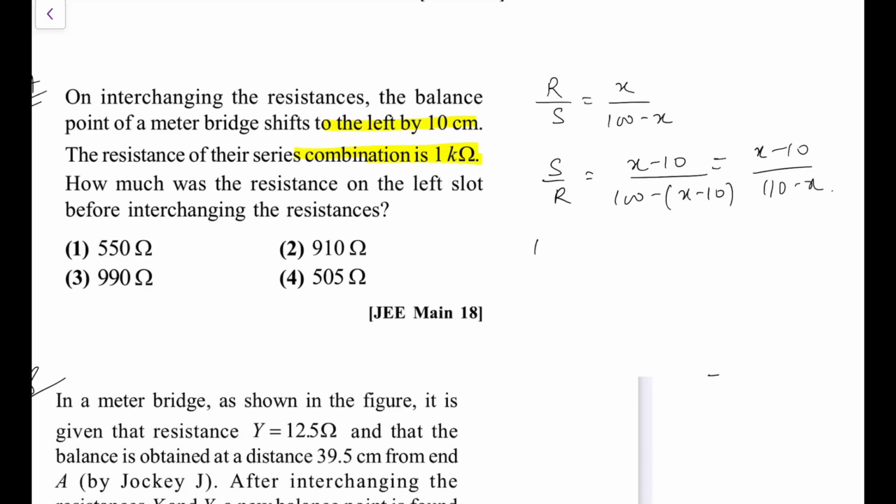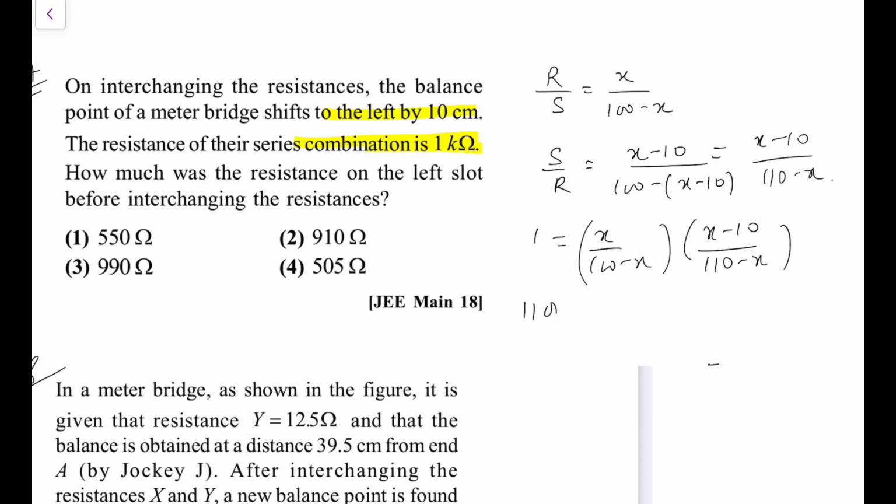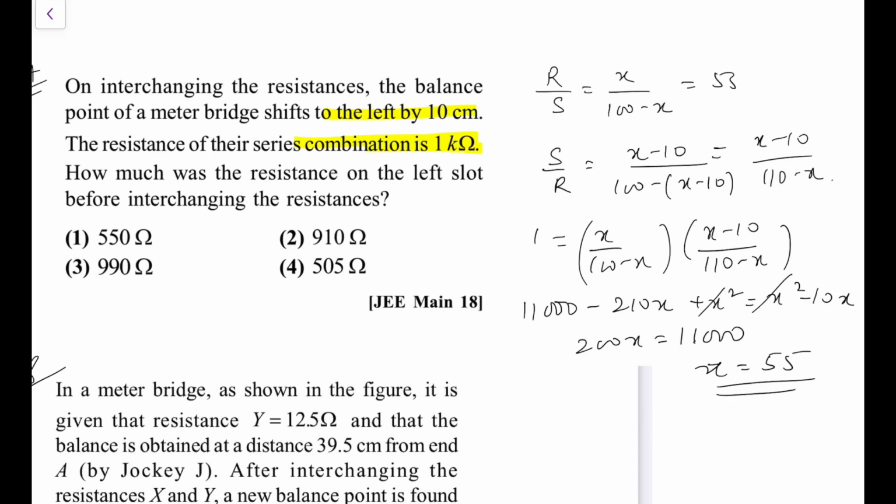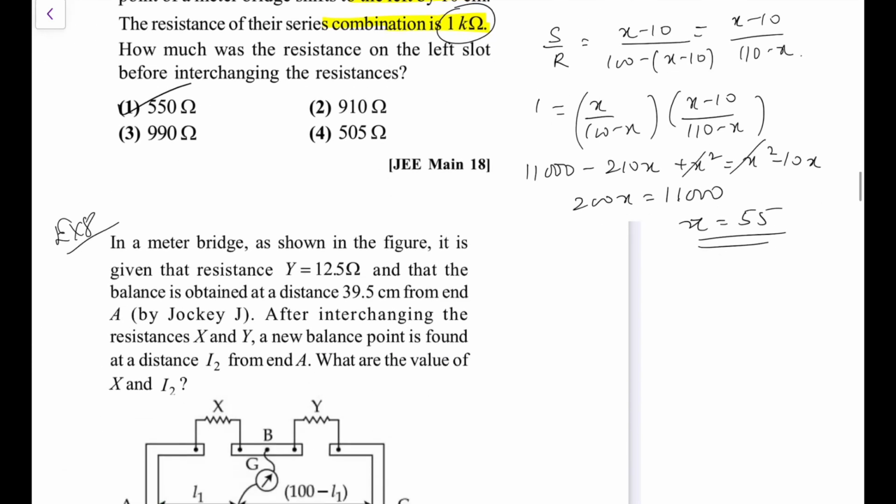So multiply both, that would become 1, R and S. This is X upon 100 minus X into X minus 10 upon 110 minus X. So if I do this calculation, it is 11,000 minus 210X plus X square, that would be X square minus 10X. So X square goes, so 200X is equal to 11,000. So X comes out as 55. So if X is 55, this is 55 by 45, and their sum is 1 kilo ohm, that is 1000 ohms. So clearly R is 550 and S is 450. Go for option 1. Next one.